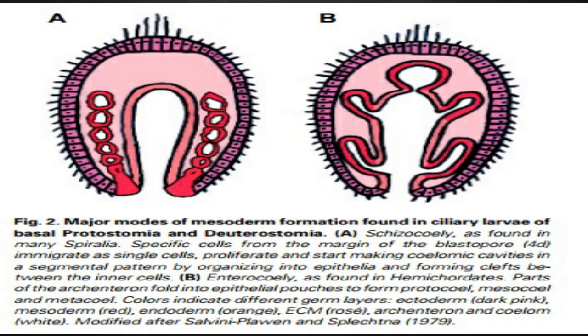Mesocoel and metacoel. Colors indicate different germ layers: ectoderm in dark pink, mesoderm in red, endoderm in orange, and ECM in rose. Ancestrocoel and coelom in white. Modified from Salvini-Plawen and Splechtna in 1979.